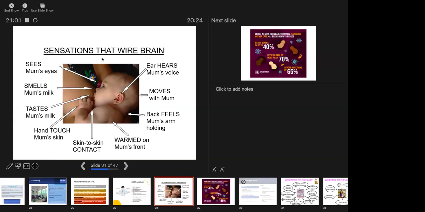So when the mother is doing KMC along with breastfeeding, there is multi-sensory stimulation to the baby. When the mother is giving KMC, the baby is seeing the mother, so there is some amount of visual stimulation. The baby smells the mother's milk, so there is olfactory stimulation. There is some amount of gustatory stimulation when the baby feeds on the mom's milk. And when the baby is touching the mother's skin, there is kinesthetic stimulation. Again, the mother's arm on the baby's back will also cause some stimulation. And when the baby hears the mother's voice, there is auditory stimulation. So kangaroo mother care and breastfeeding together is nothing but a multi-sensory stimulation to the baby.